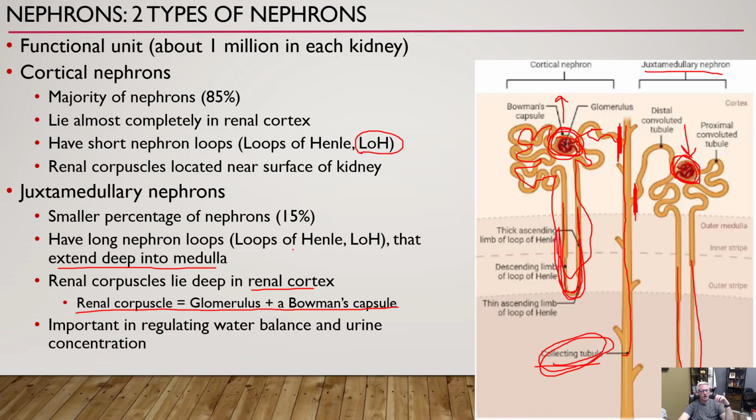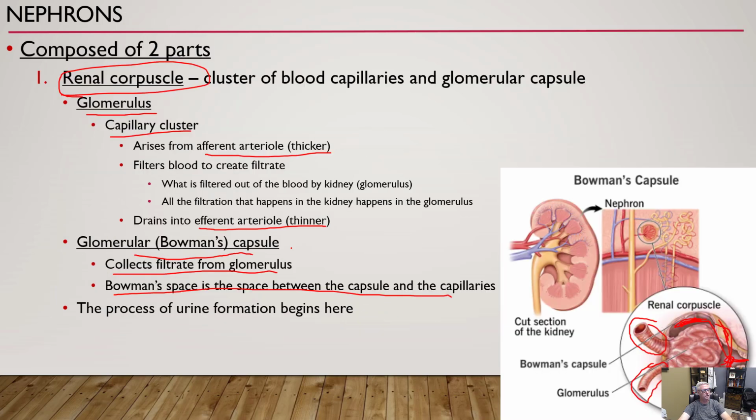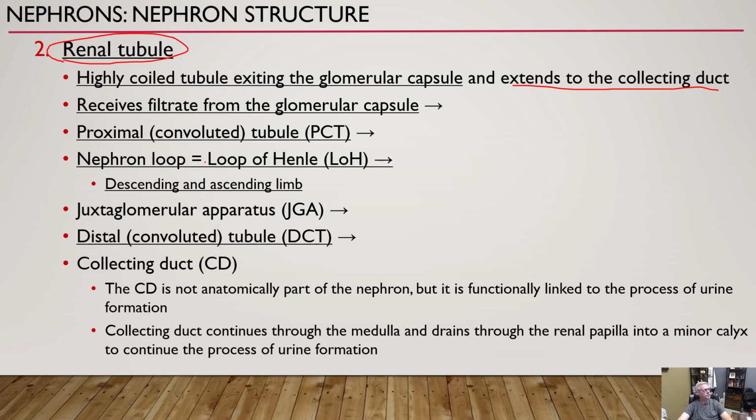it still is involved in the process of urine formation. We still kind of throw it in here when we talk about the structure of a nephron, even though it's not anatomically part of the nephron. All right, so we have this coiled tube that leaves the glomerular capsule and extends to the collecting duct. And it receives that filtrate.